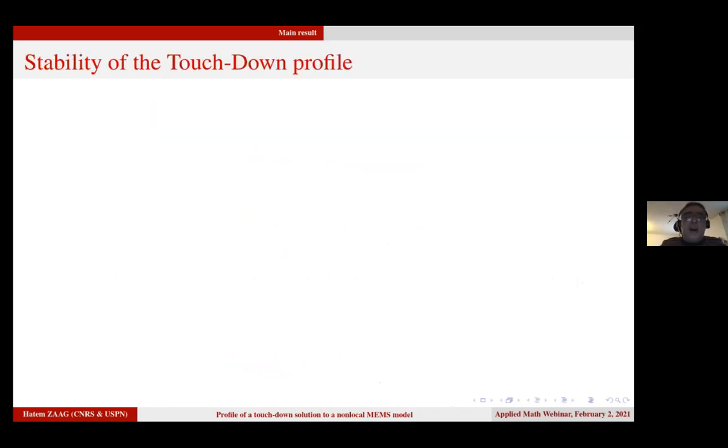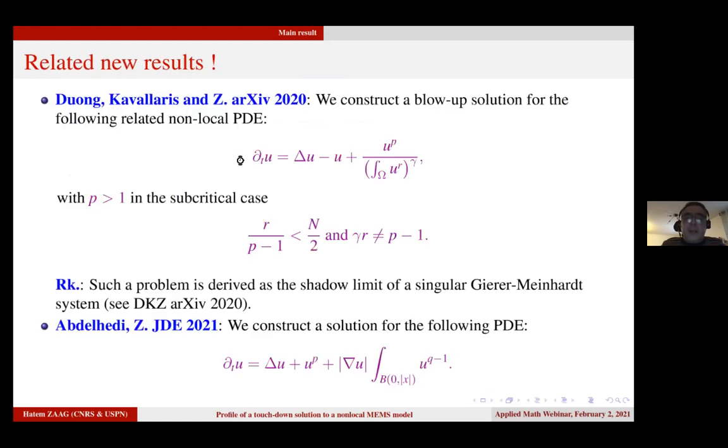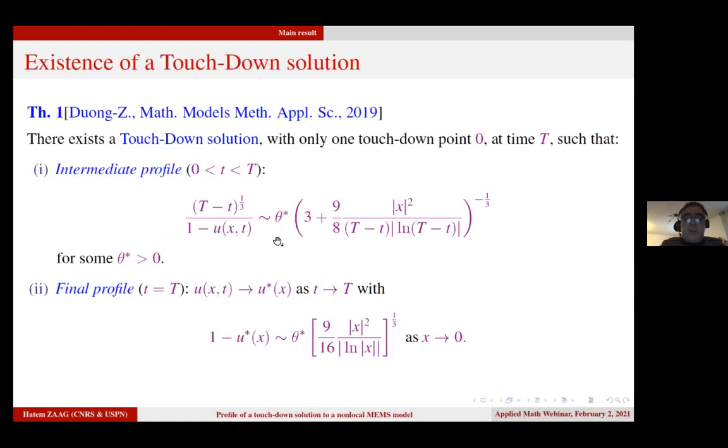Now, following our existence theorem, we have a stability theorem. Let me state it like that. From theorem 1, we have a solution which I will write as u hat with initial data u0 hat, a touchdown time T hat, a touchdown point a hat, and the profile parameter theta star hat. Okay, let me go back a little bit. Yeah, you see, this is the parameter. And when I say that we have a touchdown point a hat, this means that here it's x minus a hat squared. And same here.